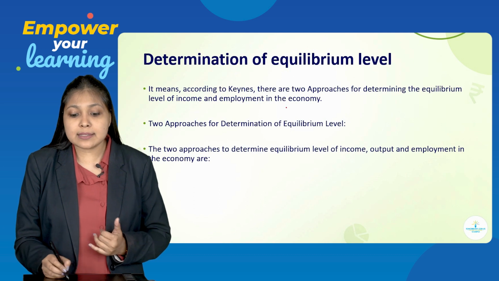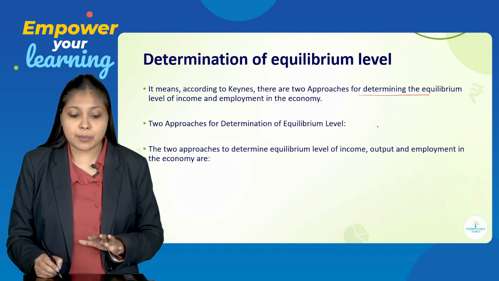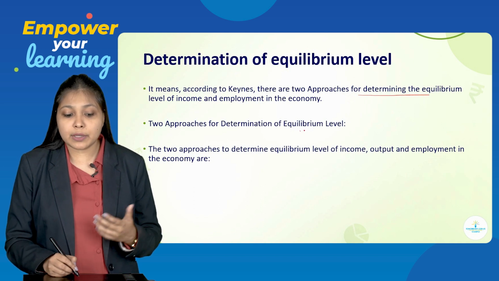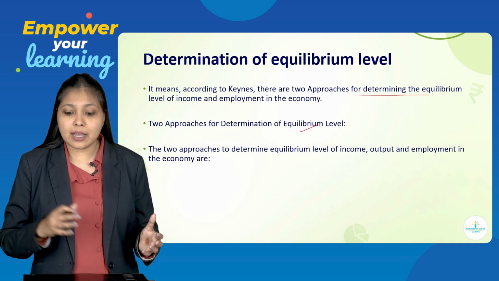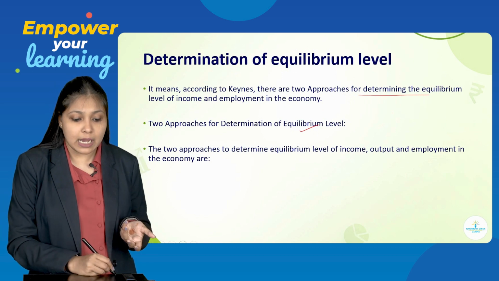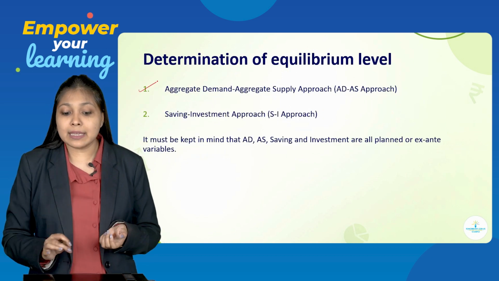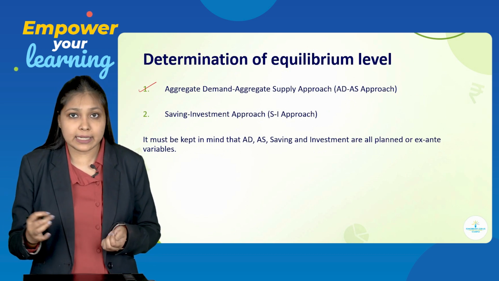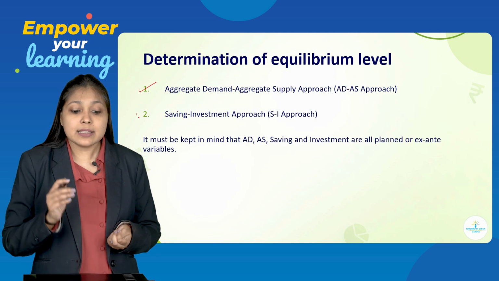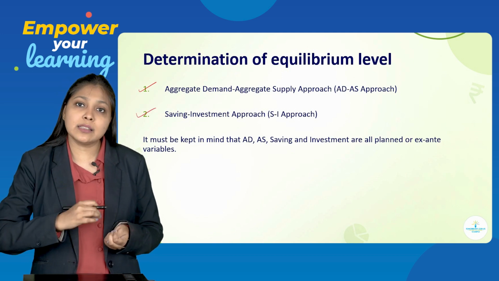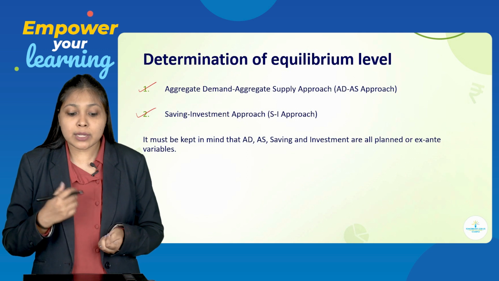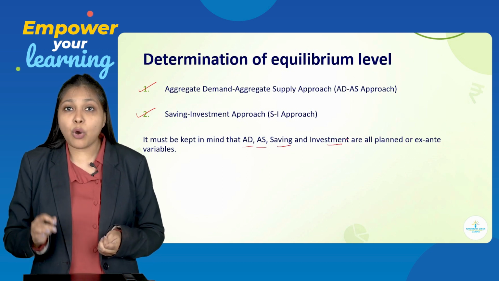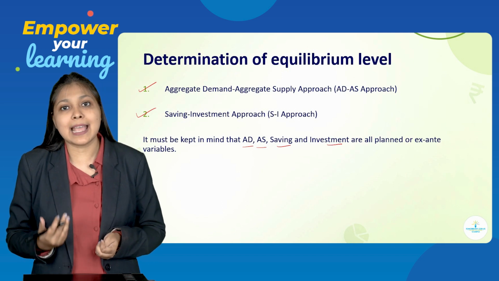So according to Keynes, there are two approaches for determining the equilibrium level of income and employment of the economy. The two approaches are: first, the aggregate demand and aggregate supply approach, which we also call the AD-AS approach, and second is the saving and investment approach, which is nothing but the S and I approach. It must be kept in mind that AD, AS, saving and investment are all planned or ex ante variables.